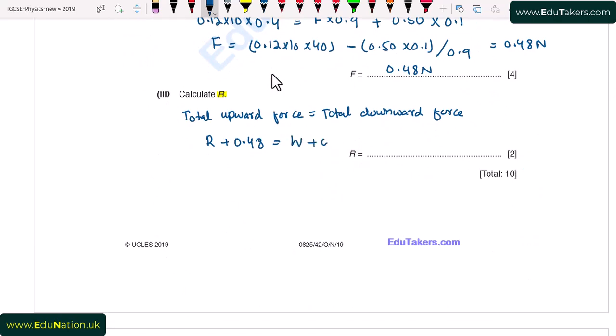plus 0.50. Here we have to calculate the value of R. It will be equal to 0.50 plus W is 1.2 minus 0.48. That is the value of force. So the value of R comes to be 1.22 Newton. So I write here 1.22 Newtons.